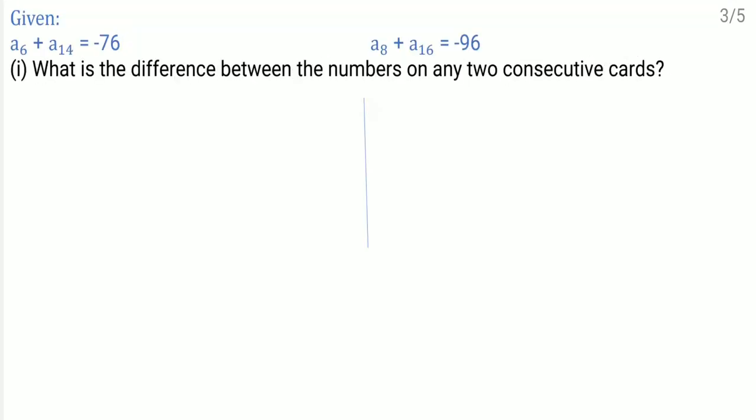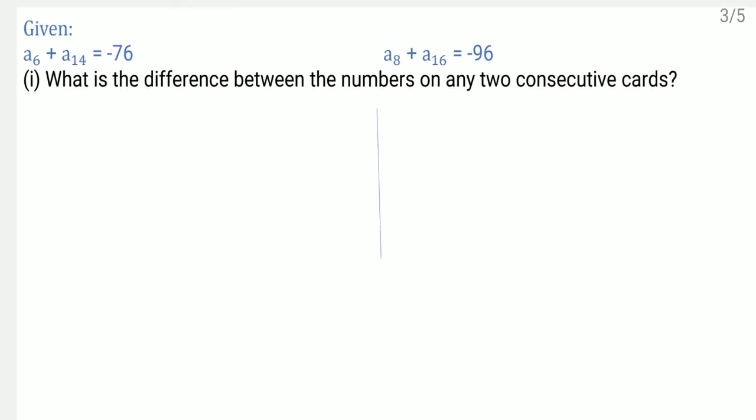See here, I have written the information. Sum of the 6th and 14th term is minus 76 and sum of 8th and 16th term is minus 96. This information is given. Now look at the first question. What is the difference between the numbers on any two consecutive cards? Now I need to get the D.